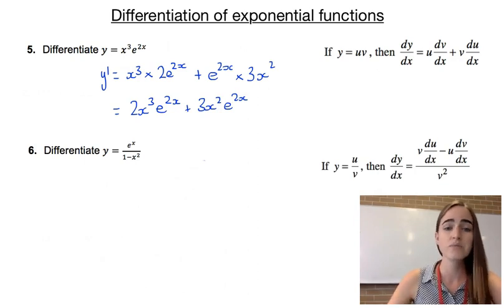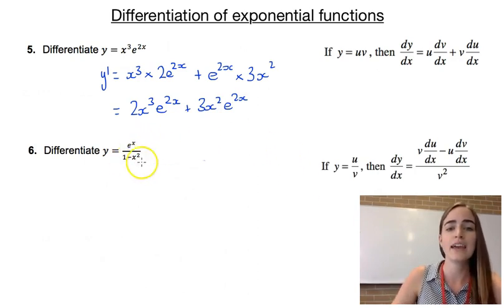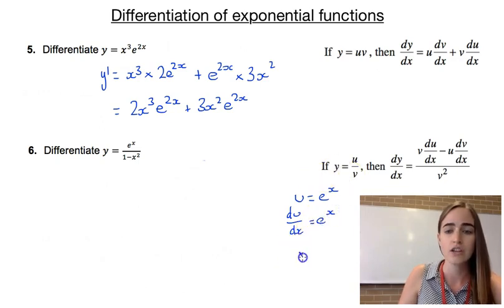And our last example asks us to differentiate e to the x over 1 minus x squared. So that's going to use the quotient rule, which I've got written over here. Now this one I am going to do the working out separately, so our u would be e to the x, which means that du dx is just e to the x because the derivative doesn't change. Our v would be 1 minus x squared, which means dv dx would be minus 2x.